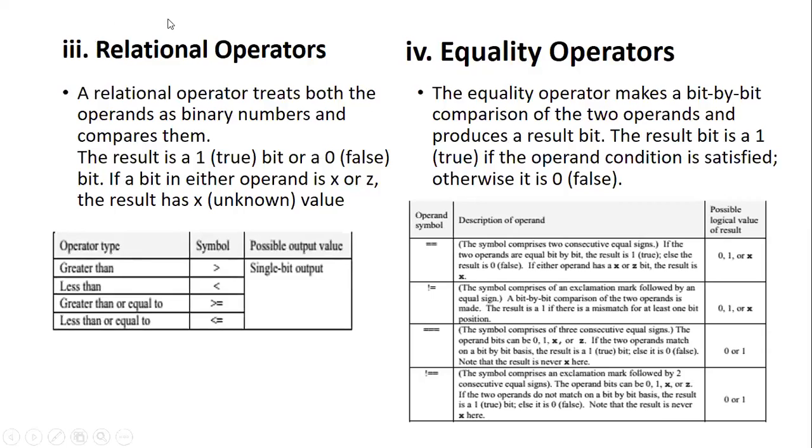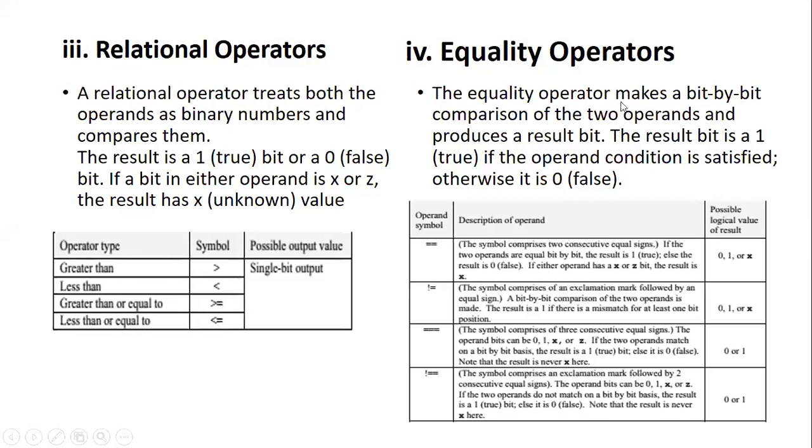Next is relational operator. Relational operator treats both the operands as binary numbers and compares them. If it is true, then the result is 1. If it is false, then the result is 0. If it is greater than, it will give a result as true. If it is less than, it will give a result. These are the greater than, less than, greater than or equal to, and less than or equal to symbols.